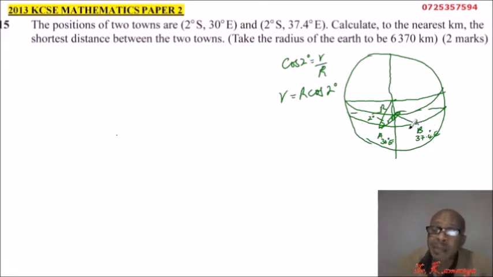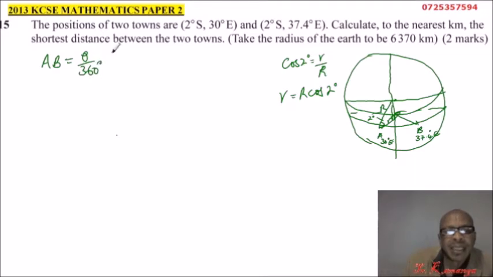To get the distance between 2 points on the arc or the circumference of the circle, we normally say AB equals theta over 360 degrees multiplied by 2 pi r, that is the radius. And because we have found that r, we say we multiply by 2 pi, then instead of r, we say R cosine of 2.